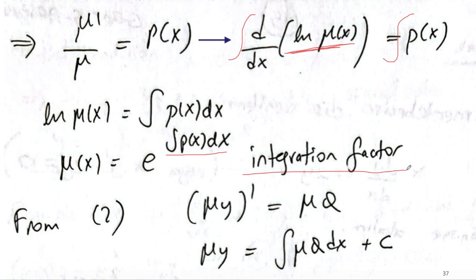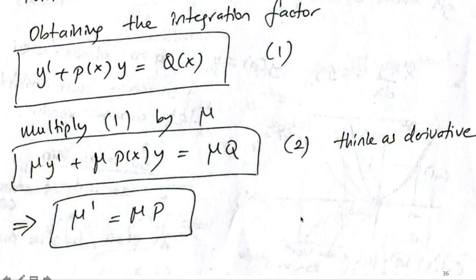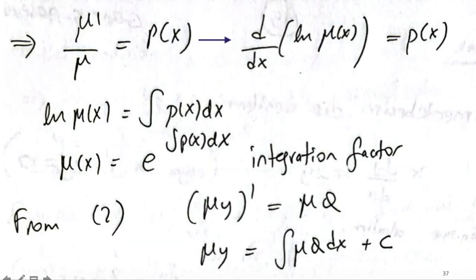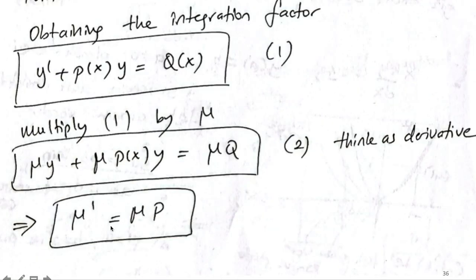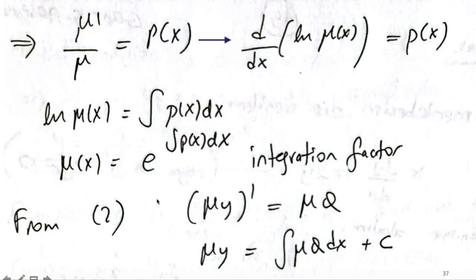And then in the next step, once we find this factor, we multiply both sides of the equation. On the left-hand side, we obtain the derivative of mu times y. On the right-hand side, we have mu times q. As you notice, mu times q is on the right-hand side here, and on the left side we showed that this is the derivative of the product mu times y. Then we integrate both sides. We end up with an arbitrary integration constant: mu times y equals this expression.